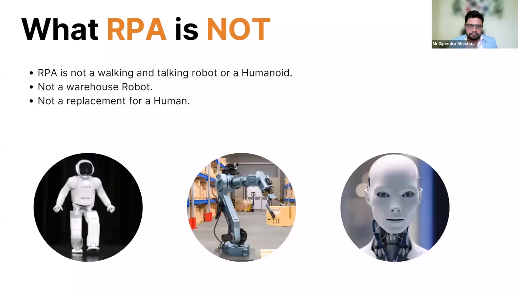What RPA is not. People know what RPA is, but sometimes people get confused. RPA is not a walking or talking robot, which we call humanoid. It is not a warehouse robot. I mean, it has nothing to do with a physical robot. You might have seen restaurants where robots are serving you. That's not RPA. RPA is just a technology, and it helps you create software bots. Those bots will work on your computer systems, not physically. And it's definitely not a replacement for humans. It enables humans to do more work.